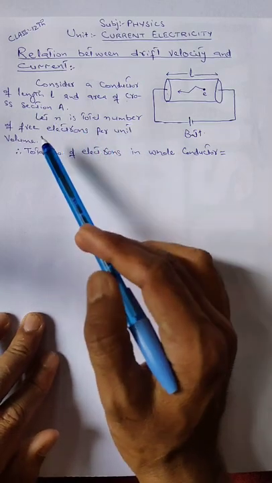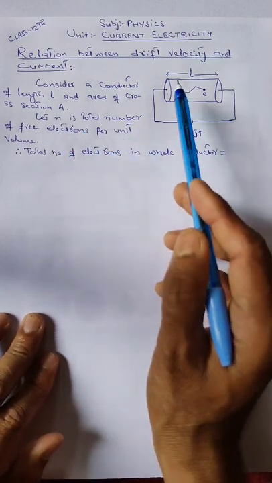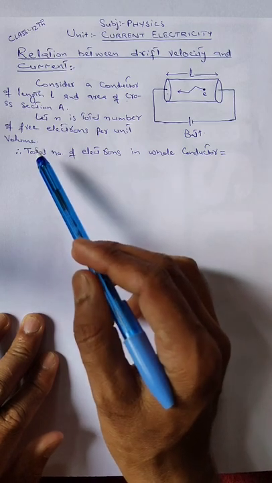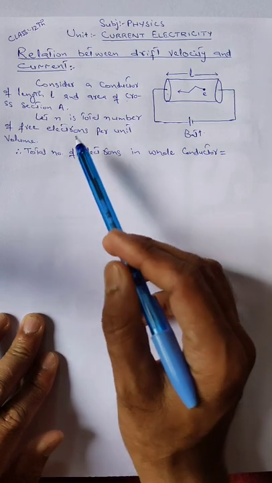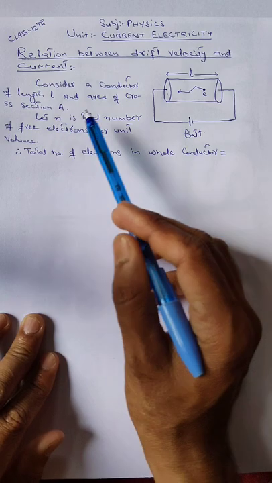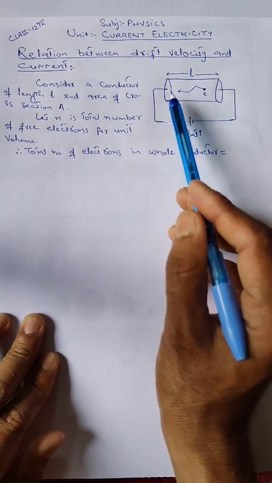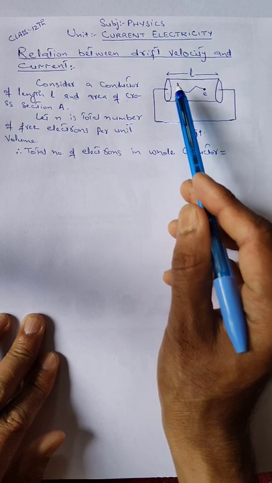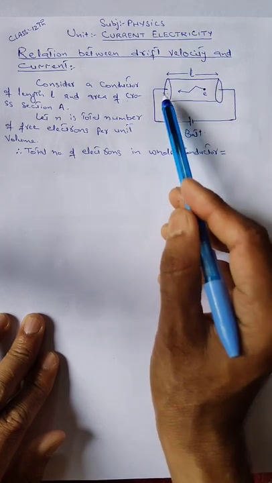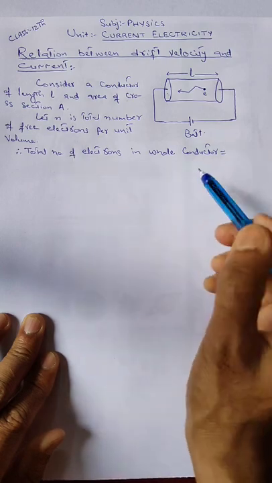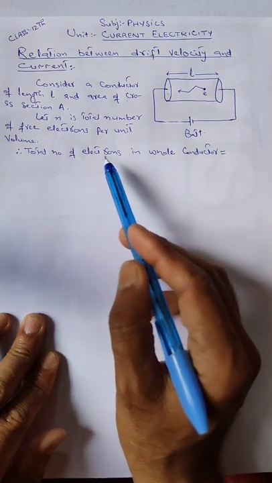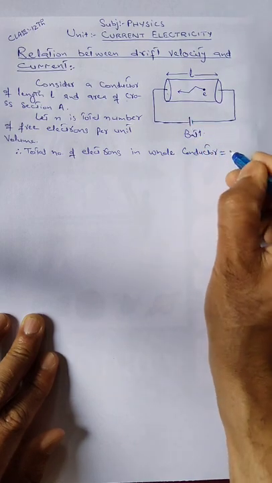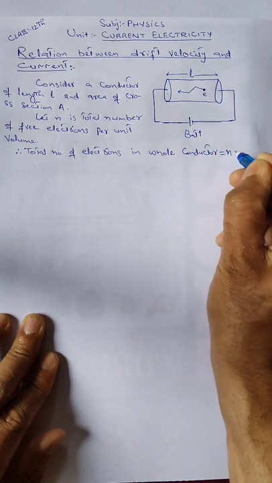Let n be the total number of free electrons per unit volume. In the unit volume there are n electrons. Then how many electrons will be in the whole conductor? The total number of electrons in the whole conductor will be the number of electrons per unit volume into the volume.